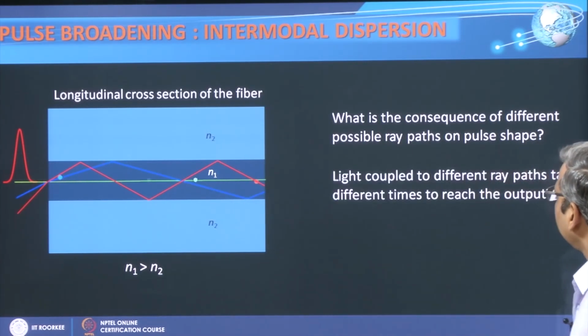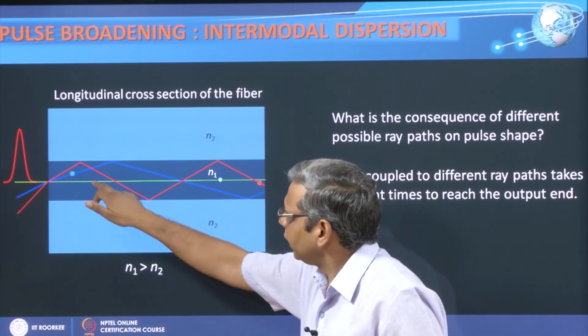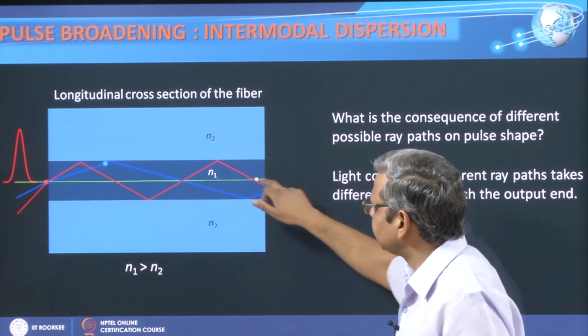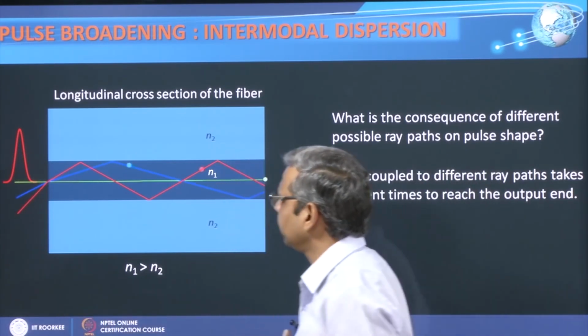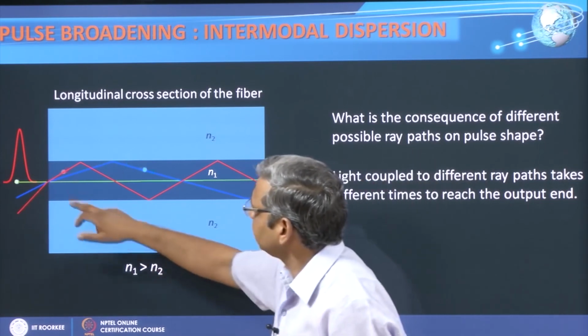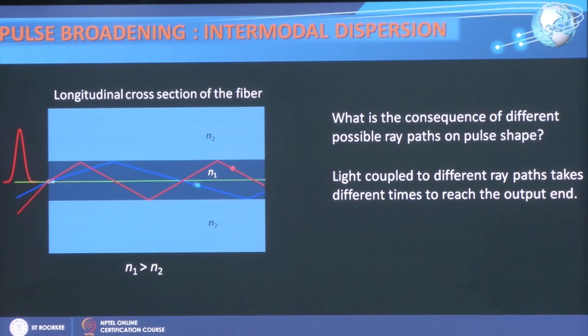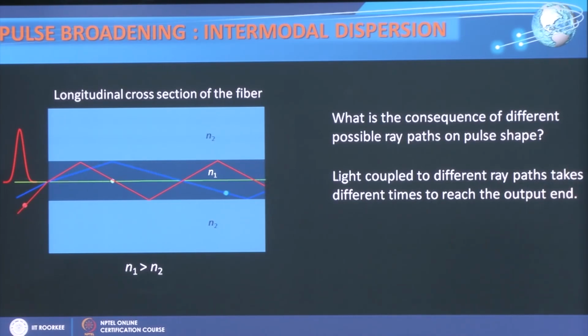And what happens is I can immediately see that if the energy is going into this path, then it traverses the least distance. It travels the least distance to traverse a certain length of the fiber. However, this red one takes a longer path. So, when light is coupled into all these ray paths, then these ray paths take different times to reach the output end, and because of this there is broadening.